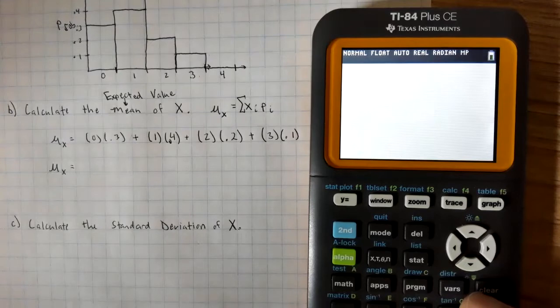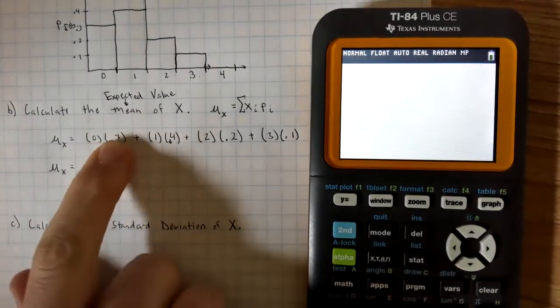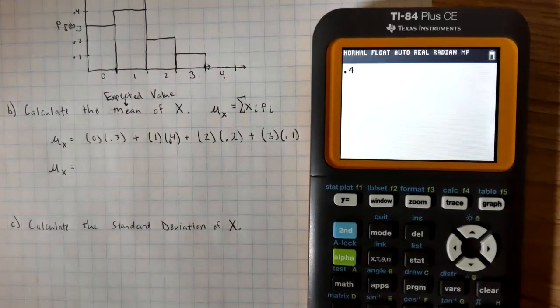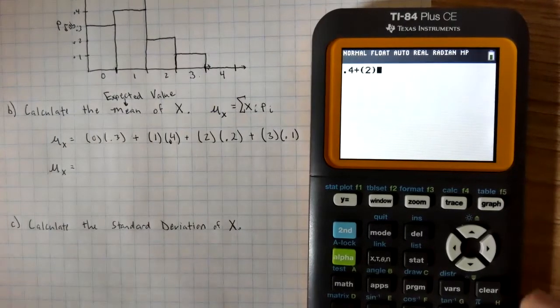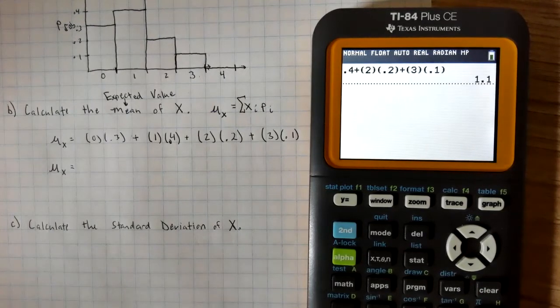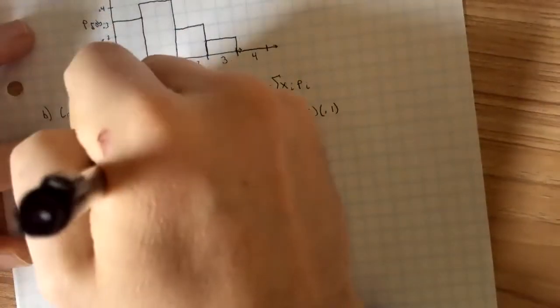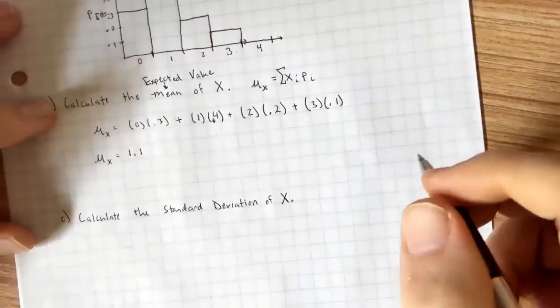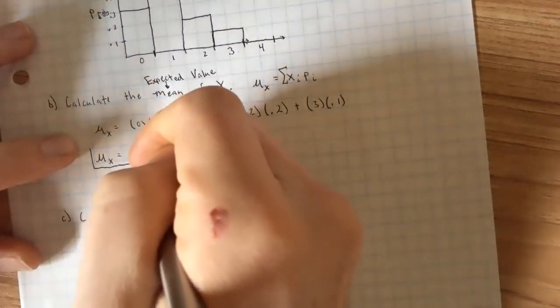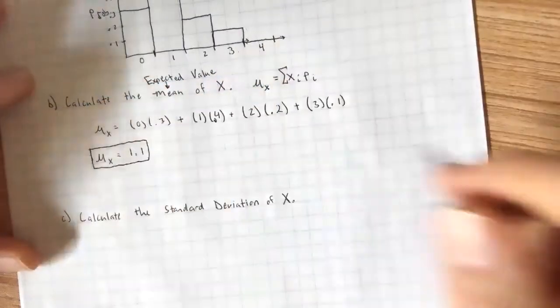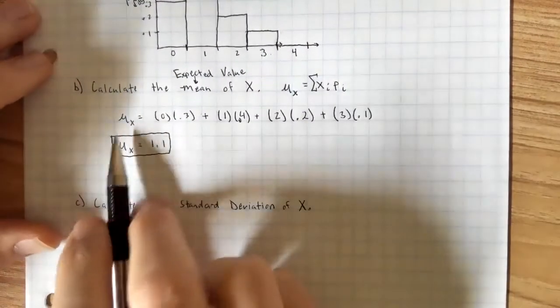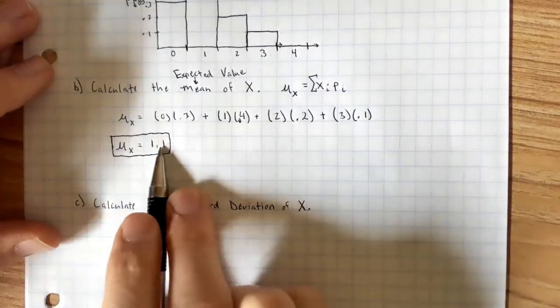So I don't really need to do 0 times 0.3 or 1 times 0.4. So 0.4 plus 2 times 0.2 plus 3 times 0.1. Okay, so we get 1.1. Now, that's the actual value of the expected number of cars sold. So on any randomly selected Friday, you would expect the mean number of cars sold to be 1.1.